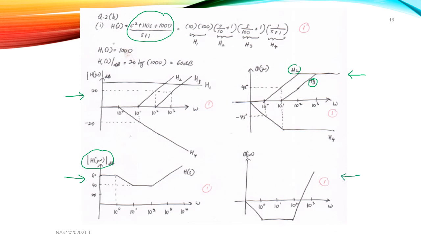Okay, please try this out. You can also draw the frequency response on the logarithmic paper. With that, thank you.